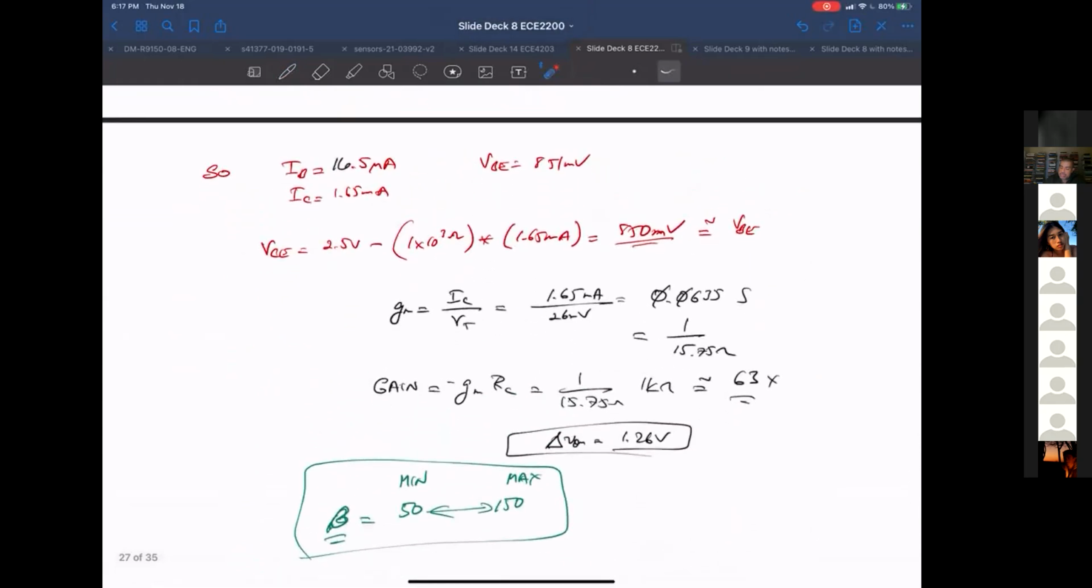In that case, for the same base current, my collector current is going to go up by 50%. So in the same situation, my collector current is going to end up being, I don't know, around 2.4 milliamps. And that 2.4 milliamps across this collector resistor would drop my VCE down close to 0.